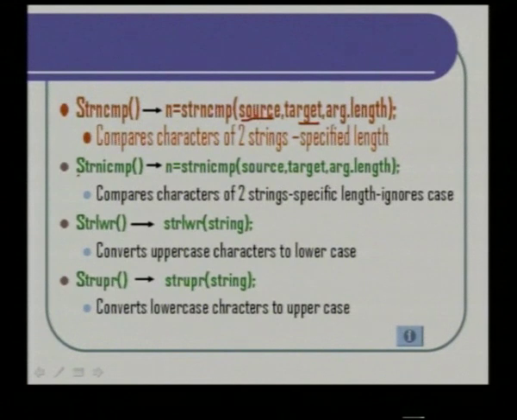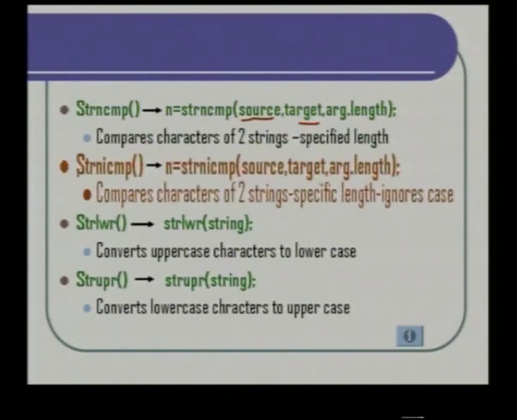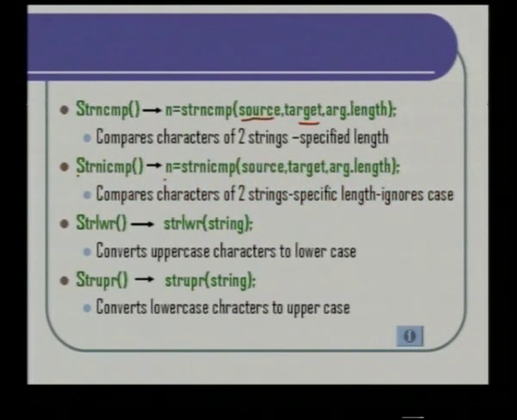Now, if you want to compare two strings, only certain characters, ignoring the case, you have to use strnicmp, which will ignore the case of the characters and compare the two strings. This also returns an integer value. If it is 0, they are identical. If it is not 0, they are not identical. So, that is why there is a collecting variable. And next you have strlwr, which converts a string entered in uppercase into lowercase. If you enter the string in lowercase also, the compiler will not give any error. It will just display it as such.